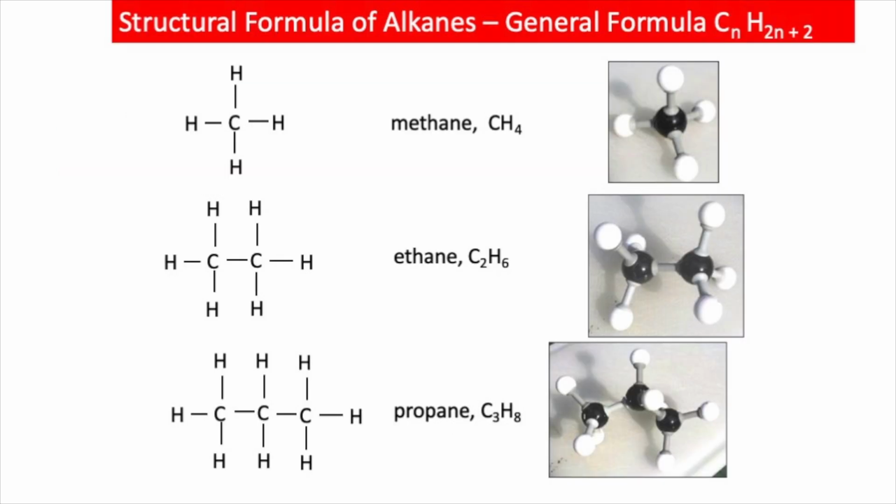Now, in this video, we're going to be concentrating more on alkanes than alkenes. This slide shows the first 3 members of the alkane family. Methane has a molecular formula CH4, ethane C2H6, and propane C3H8. All of these are alkanes because they're held together by all single covalent bonds.